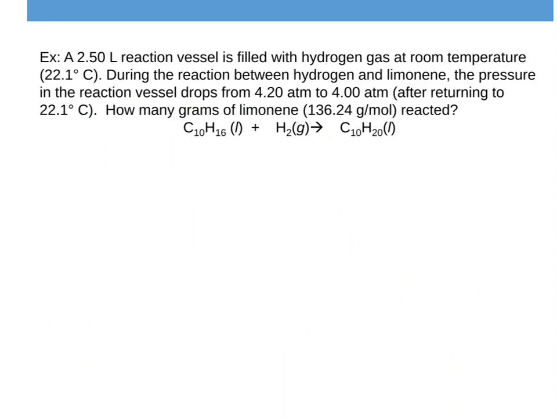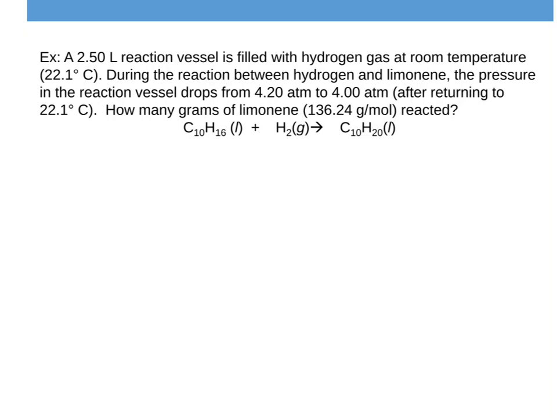Okay, so let's take a look at this problem here. We have a 2.5 liter reaction vessel that is filled with hydrogen gas at room temperature, and we're saying that room temperature is 22.1 degrees Celsius. And then during the reaction between hydrogen and limonene, which is a terpene found in citrus fruits like oranges, the pressure in the reaction vessel drops from 4.20 atmospheres to 4.0 atmospheres after returning back to room temperature, 22.1. The question is, how many grams of limonene reacted?